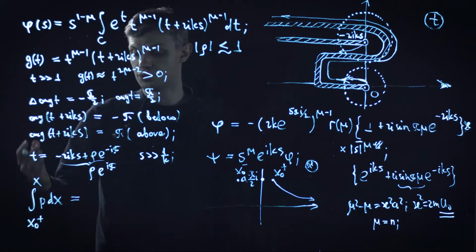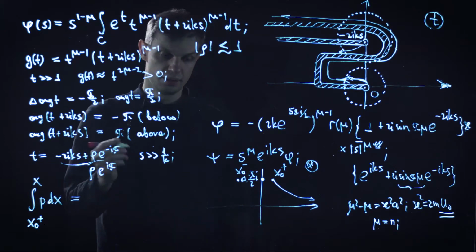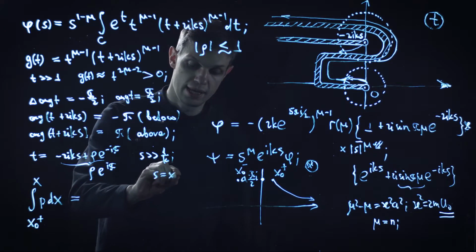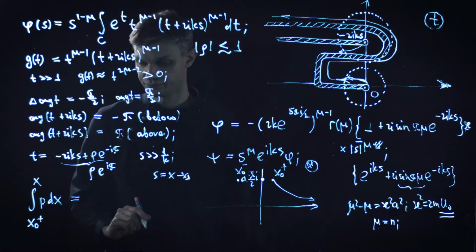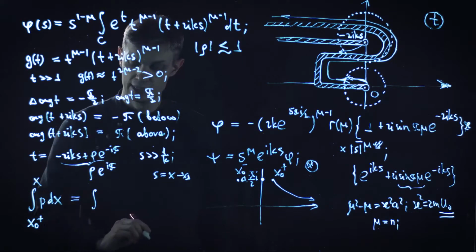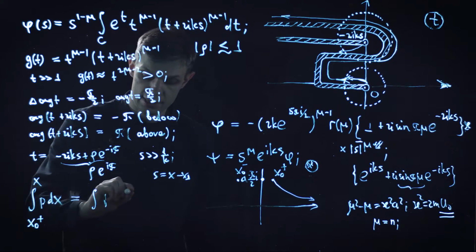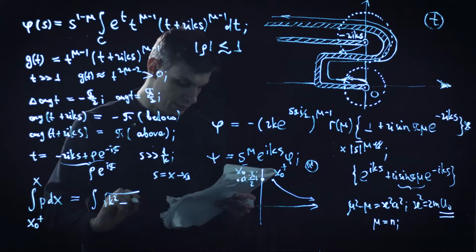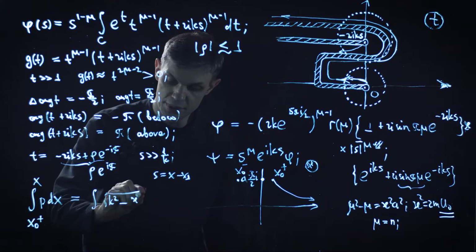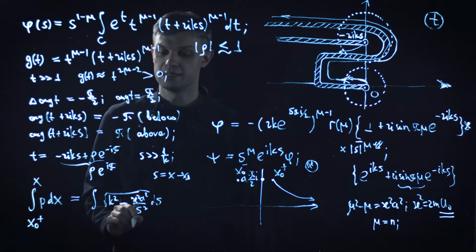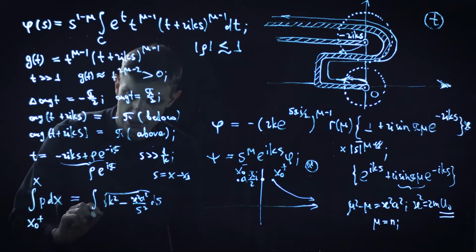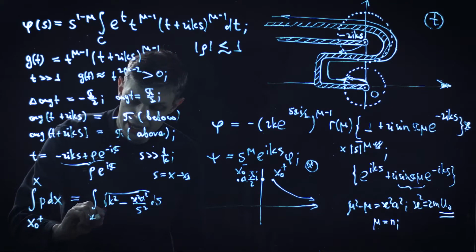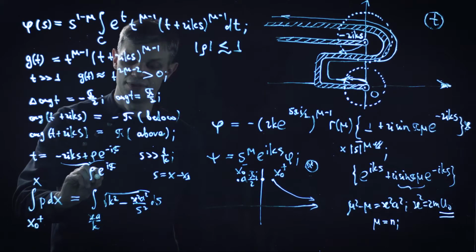So we rewrite this integral in terms of our s variable, because s is simply x minus x1. And as a result, we get the following. It's the integral of the square root of k squared minus kappa squared a squared over s squared ds, and s stretches from kappa a over k to some large values.